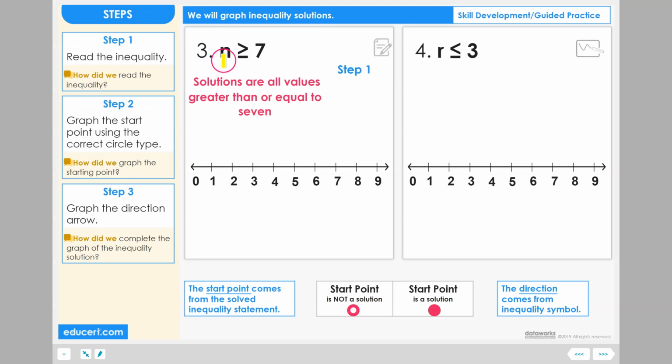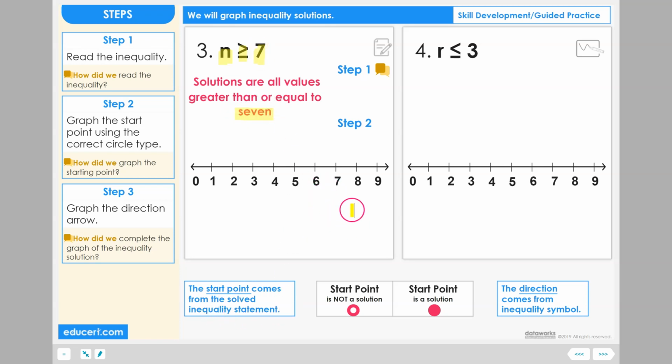We read the inequality by reading solutions are all values whenever we see the variable, then we read the inequality symbol, and then the starting point number. Step 2. Graph the start point using the correct circle type. The starting point is the value 7. The start point comes from that solved inequality statement, and that's the value 7.